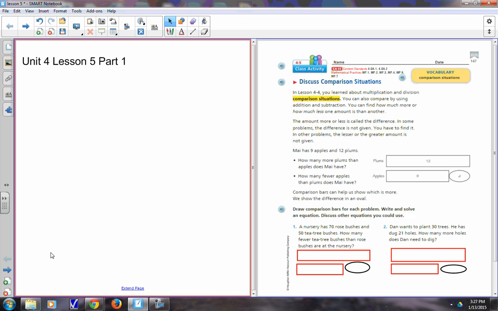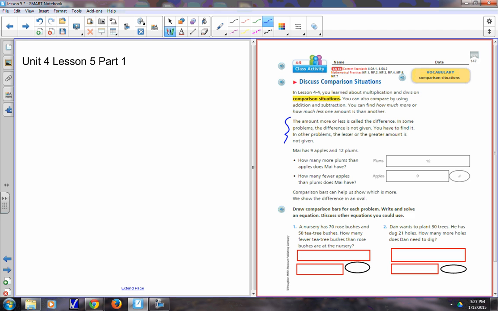The amount more or less is called, I'm reading right here in this paragraph, the amount more or less is called the difference. In some problems, the difference is not given. You have to find it. In other problems, the lesser or the greater amount is not given. So that's what we're going to be problem solvers and set these up.